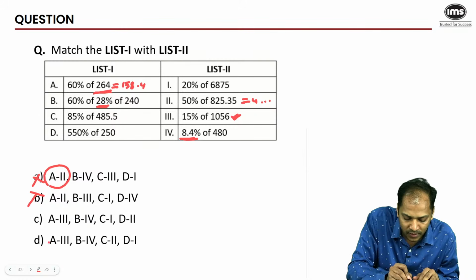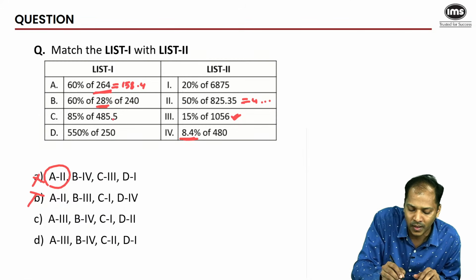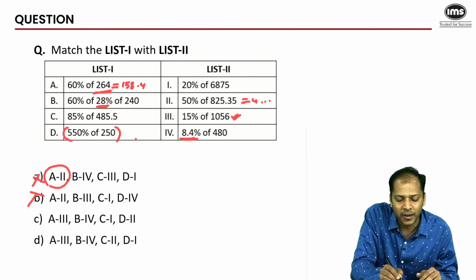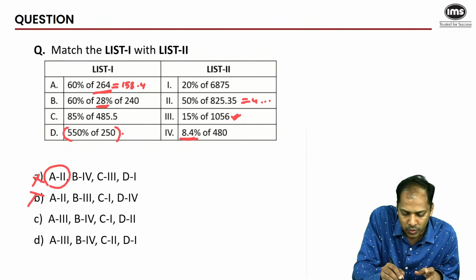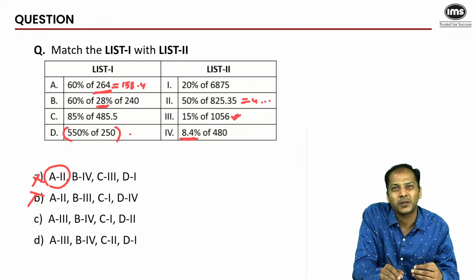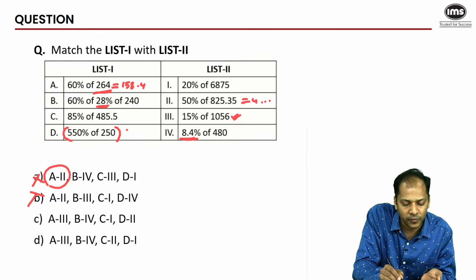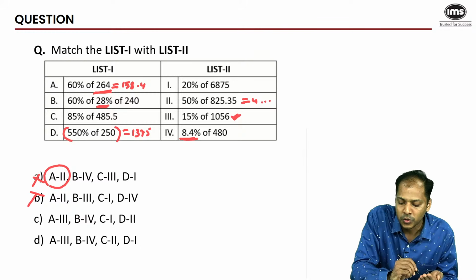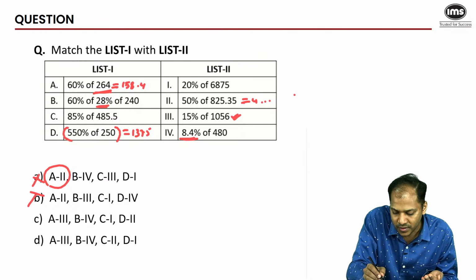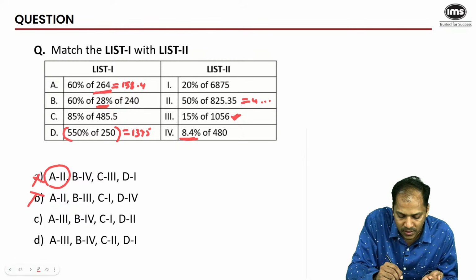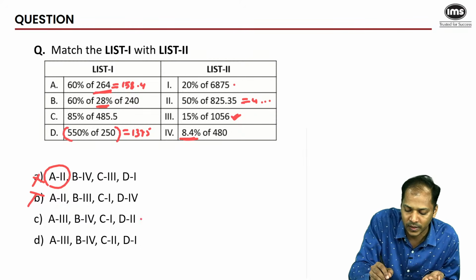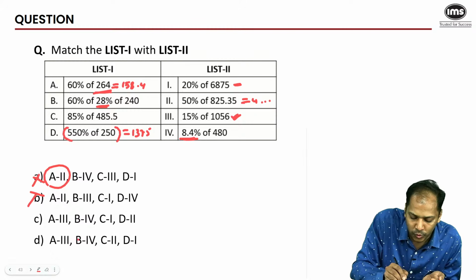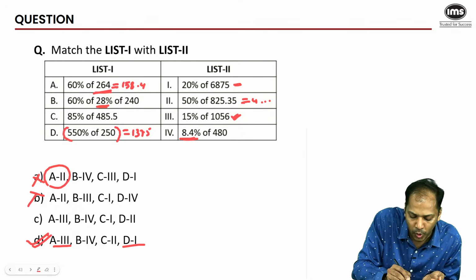Among these two, A3, B4, C1 and C2. So instead of C, I think calculation of D is easier. 550% of 250. So 5.5 times 250. 5 times 250 is 1250, and half of that, so 1375. So I need a number in the 1300s, either 1 or 2. Clearly it's 1, because 1/5 of this. So D should be mapped to 1, A should be mapped to 3. The correct answer should be option D.